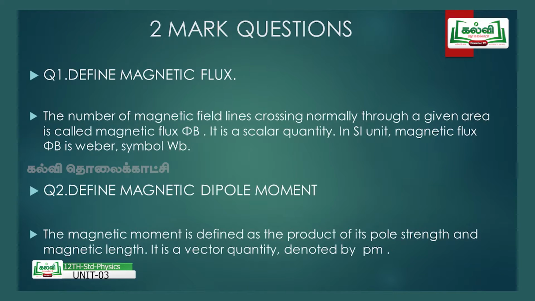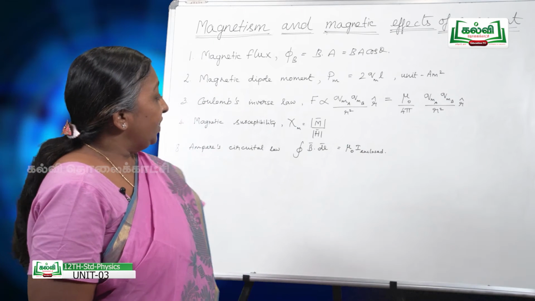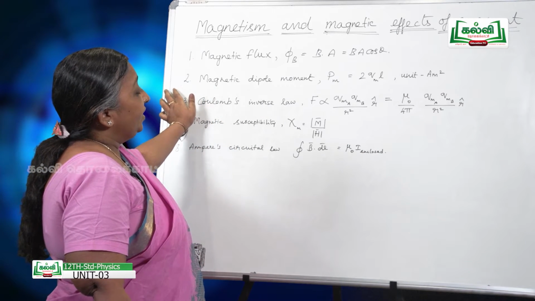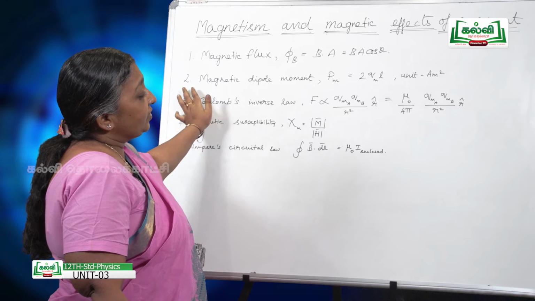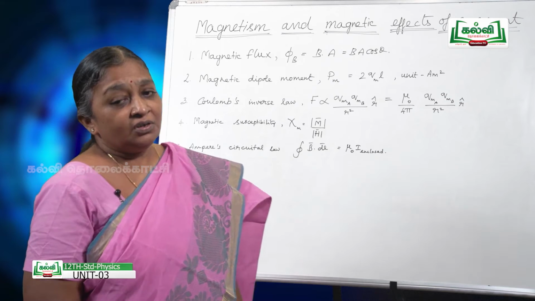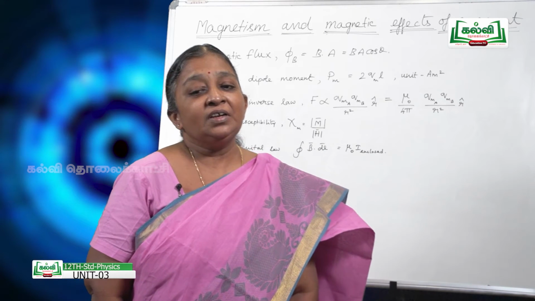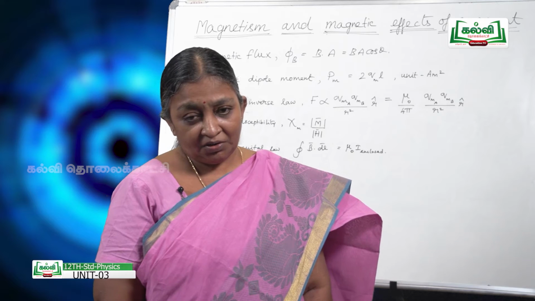Then the second question is define magnetic moment. Magnetic dipole moment is also a similar question to the one in our first chapter, electrostatics. Magnetic moment is defined as the product of pole strength and magnetic length. It is a vector quantity. It is denoted by the letter Pm, that is equal to Qm times l, and the unit is ampere meter square. If the definition is wrong but the expression is correct, they will give the minimum marks allotted for the expression.